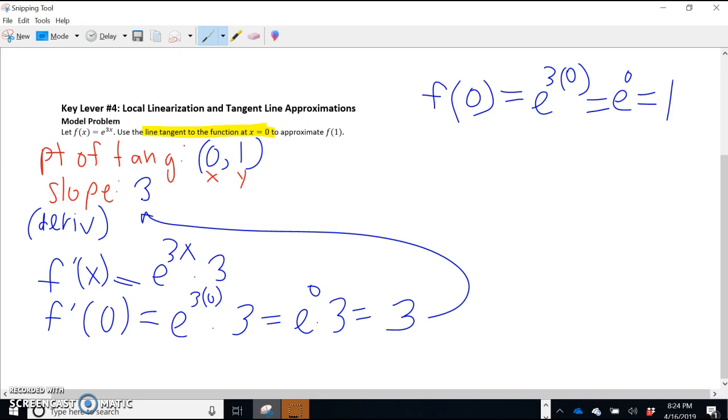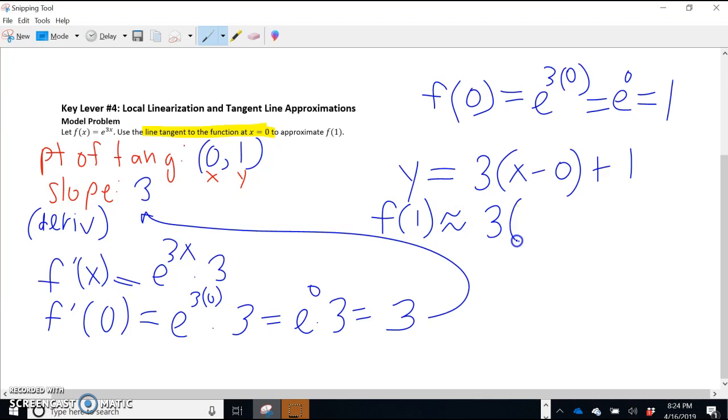So the tangent line to the function at x equals 0 is simply y equals 3 times x minus 0 plus 1. And if I'd like to approximate the function value at 1, I'll use my tangent line to get my approximation.